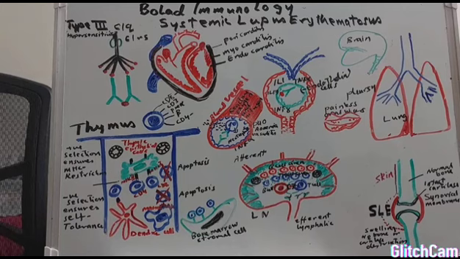However, in some instances, some autoreactive T cells may escape, and some of these autoreactive T cells express a cluster of differentiation known as cluster of differentiation number 25, and they become regulatory T cells.